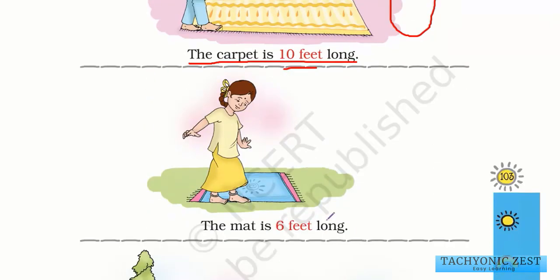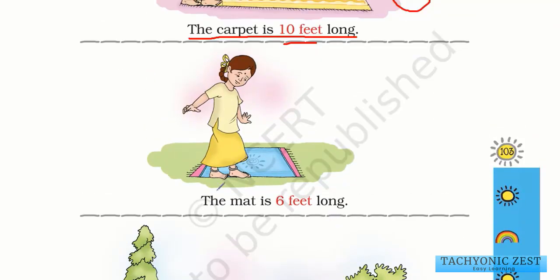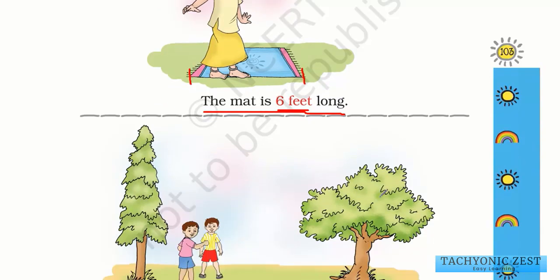Okay, the girl is again trying to do the same thing and she says that the mat is 6 feet long. So first she places her left foot, then she places her right foot, then again left foot, like this from one end of the carpet to the other end. When she finishes, she finds that it is 6 feet long. Okay, you can do the same exercise at your home.